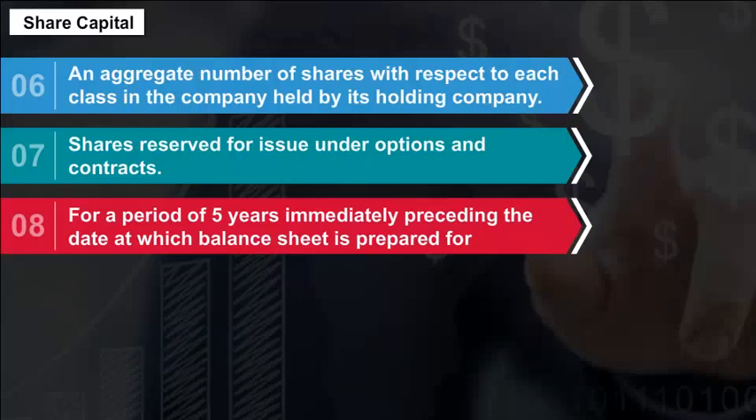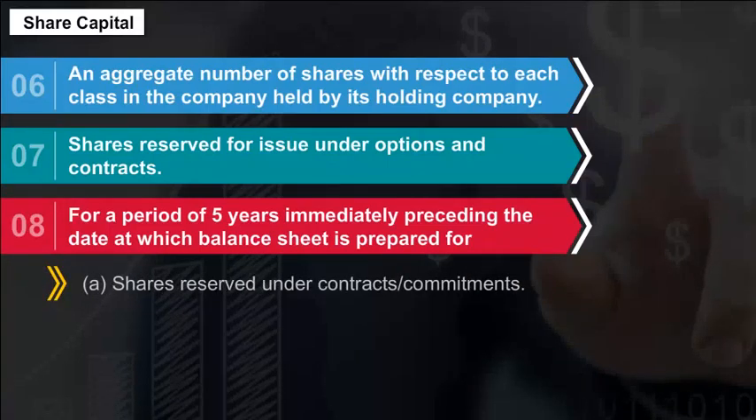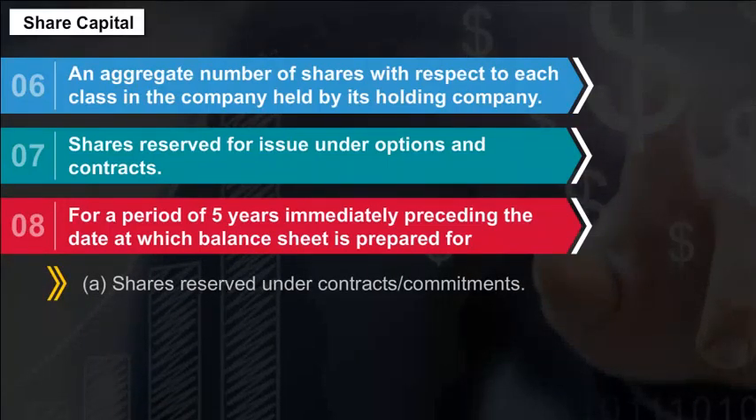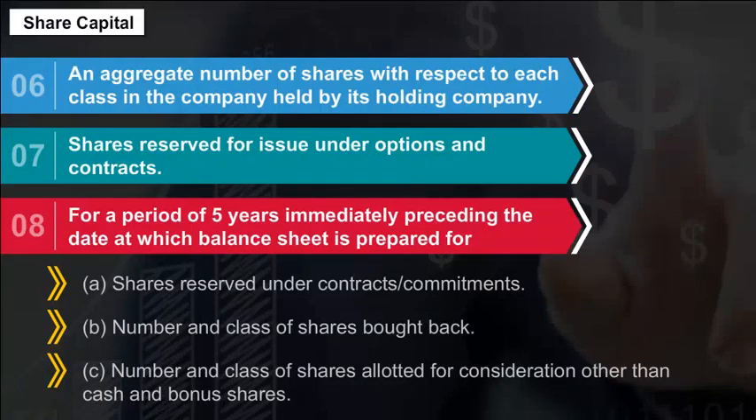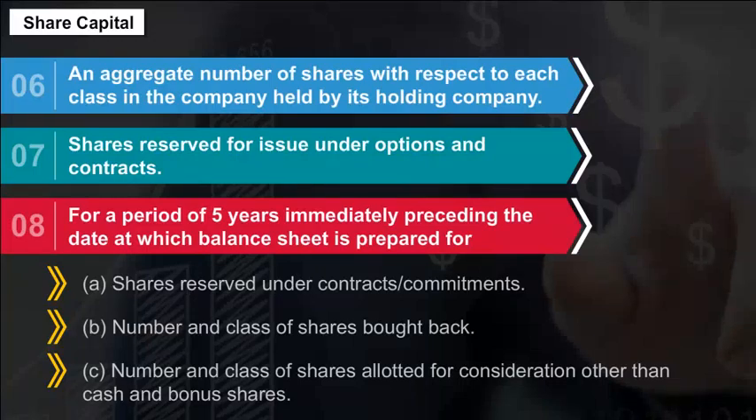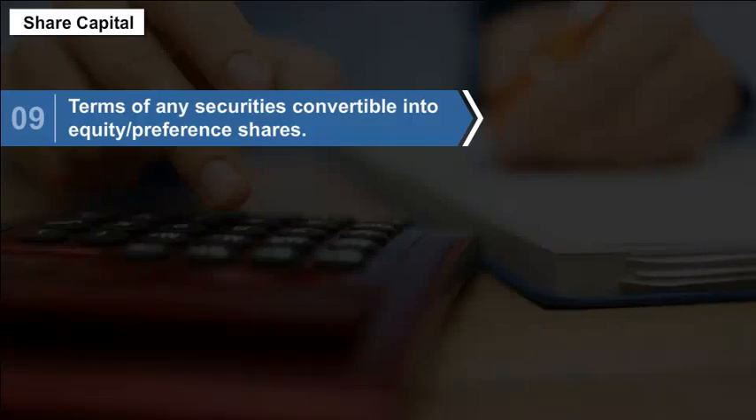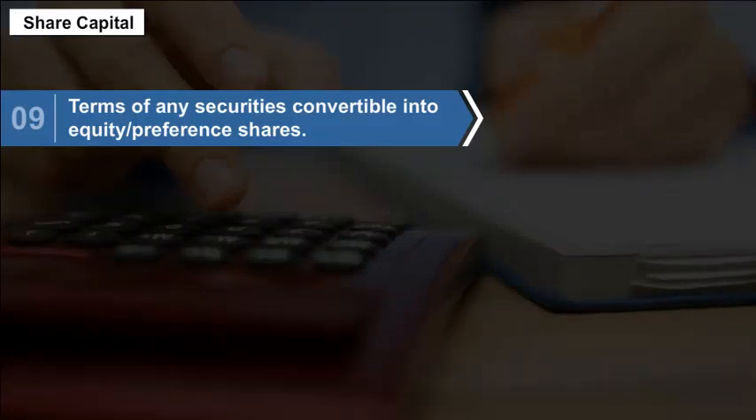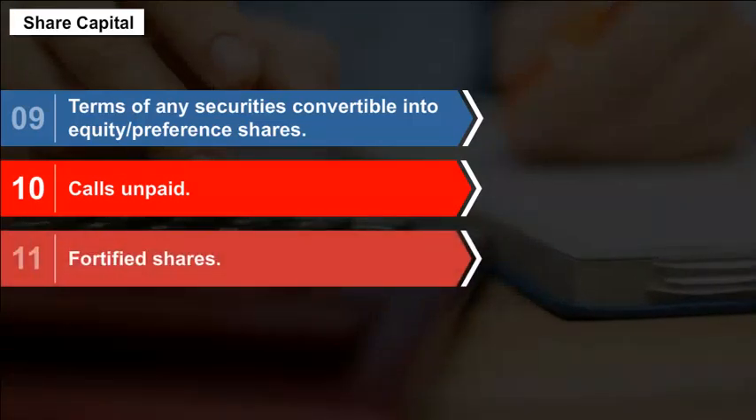8. For a period of 5 years immediately preceding the date at which the balance sheet is prepared: A. Shares reserved under contracts or commitments. B. Number and class of shares bought back. C. Number and class of shares allotted for consideration other than cash and bonus shares. 9. Terms of any securities convertible into equity or preference shares. 10. Calls unpaid. 11. Forfeited shares.